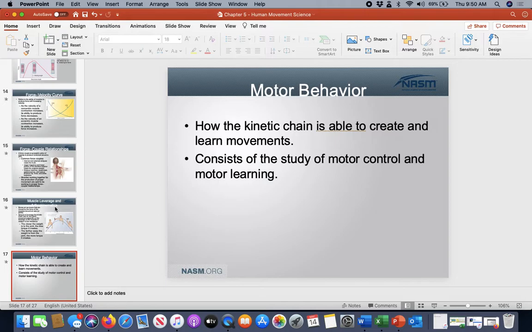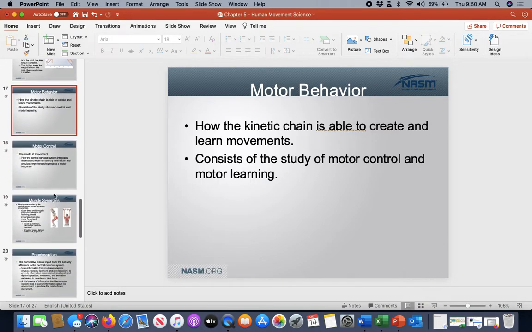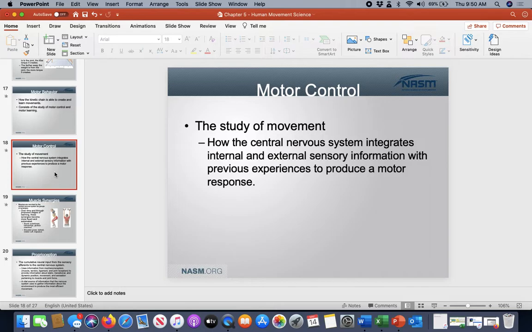Now with motor behavior, we talk about what we call motor control or motor learning. All right, so with motor control, we're talking about how, like it says there, the nervous system, the CNS, the central nervous system, brain, and spinal cord, integrate internal and external senses or sensory information to produce the desired movement or motor response. That's what we're talking about here.